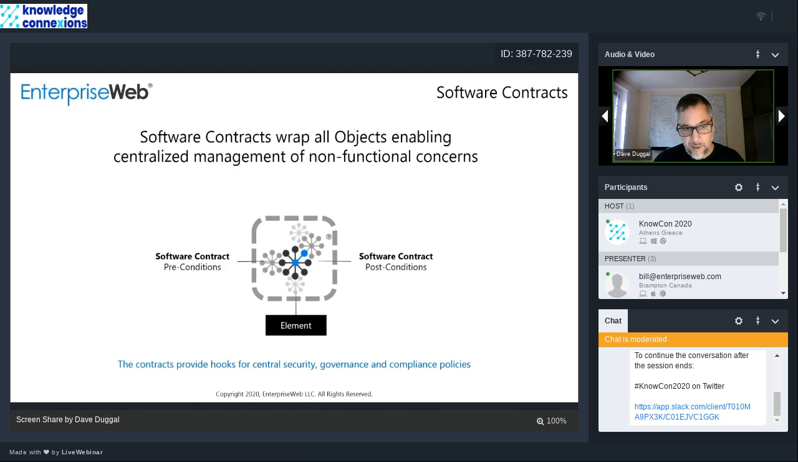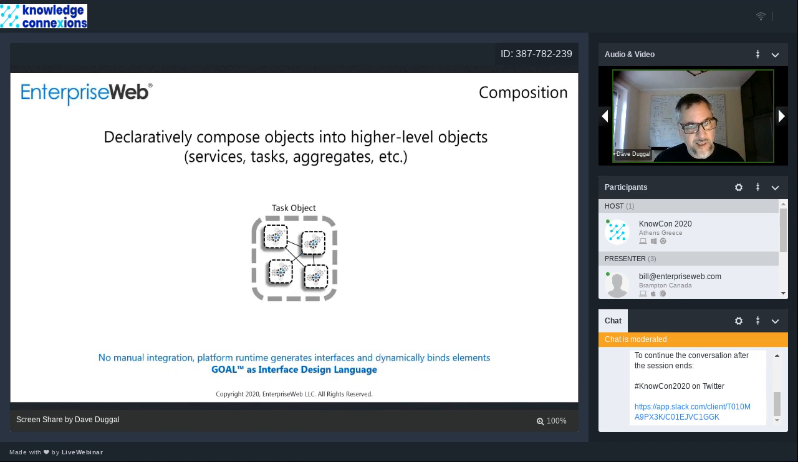EnterpriseWeb deploys literally in minutes as a cloud-native platform itself. It's very lightweight. It's completely distributable. And we want customers to get value quickly. So we're providing all of these things, and we're enabling them to then build out their solutions.